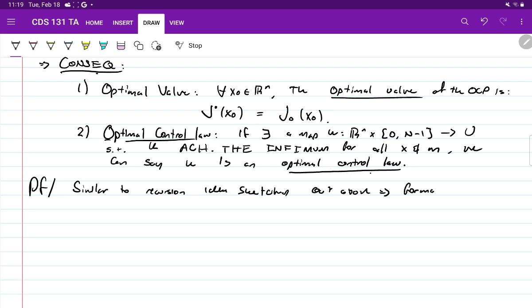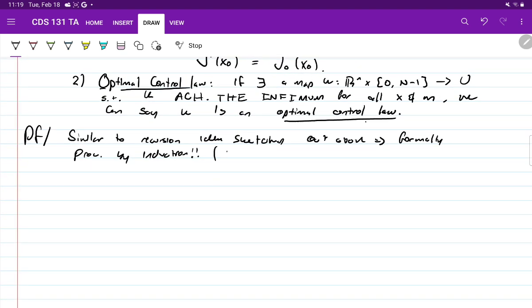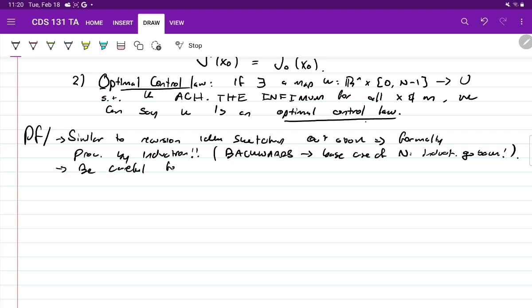So this formally proceeds by induction. But you have to be a little bit careful here. The induction actually goes backwards rather than forwards, since our recursion is going backwards. So you have a base case of n, and then you inductively go backwards until you get to step 0. Similar to the above, once again you need to be careful for the case where the infimum is not achieved. So see the details in the notes.